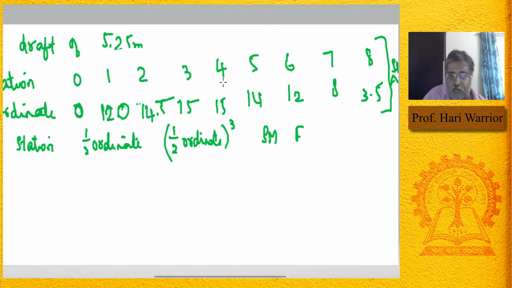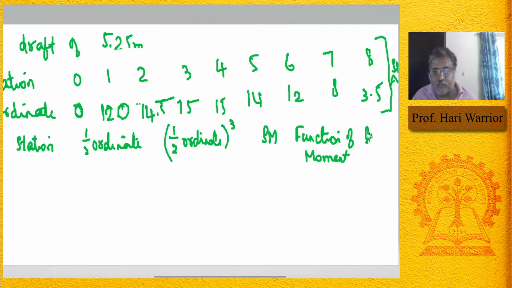So you will get the function of second moment actually. And Simpson's multiplier, how will you get the Simpson's multiplier? What are the Simpson's multipliers here? Means what are we trying to find here? What area is it? What area is in which direction? The moment of inertia is in which direction?